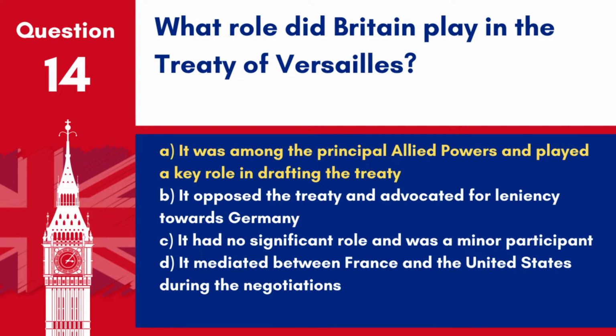Answer. A. It was among the principal Allied powers and played a key role in drafting the treaty. Britain, along with France and the United States, was instrumental in shaping the Treaty of Versailles, which formally ended World War I and imposed penalties and territorial losses on Germany.